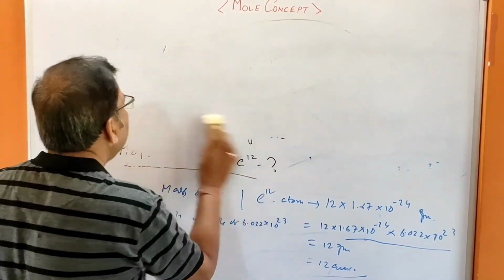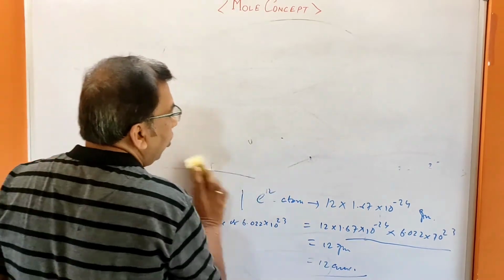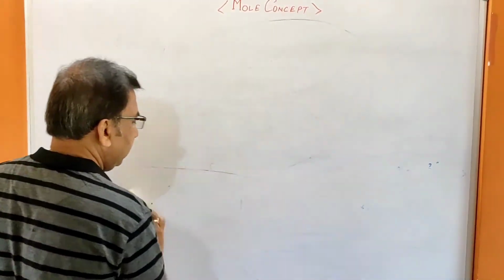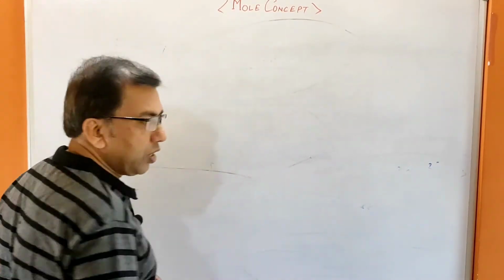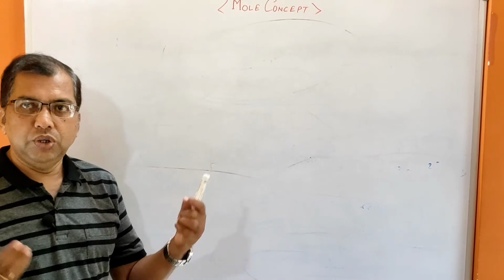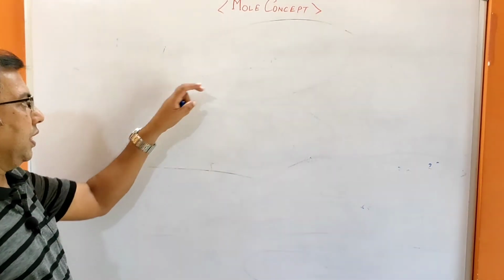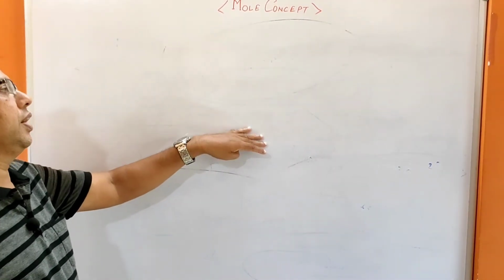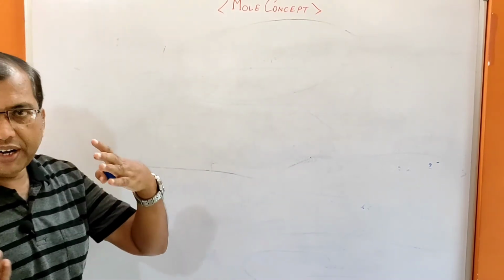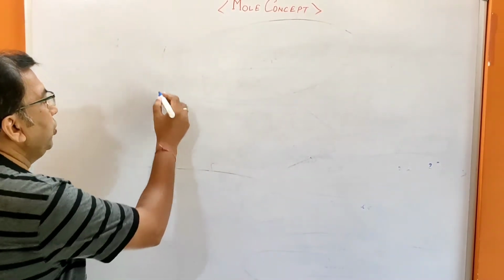So what we learned, we have to calculate the number of moles in case of atoms, in case of monoatomic, in case of molecules. नंबर ऑफ मोल्स, एलिमेंट्स के लिए और कंपाउंड के लिए और गैस के लिए, you have to find out the number of moles.